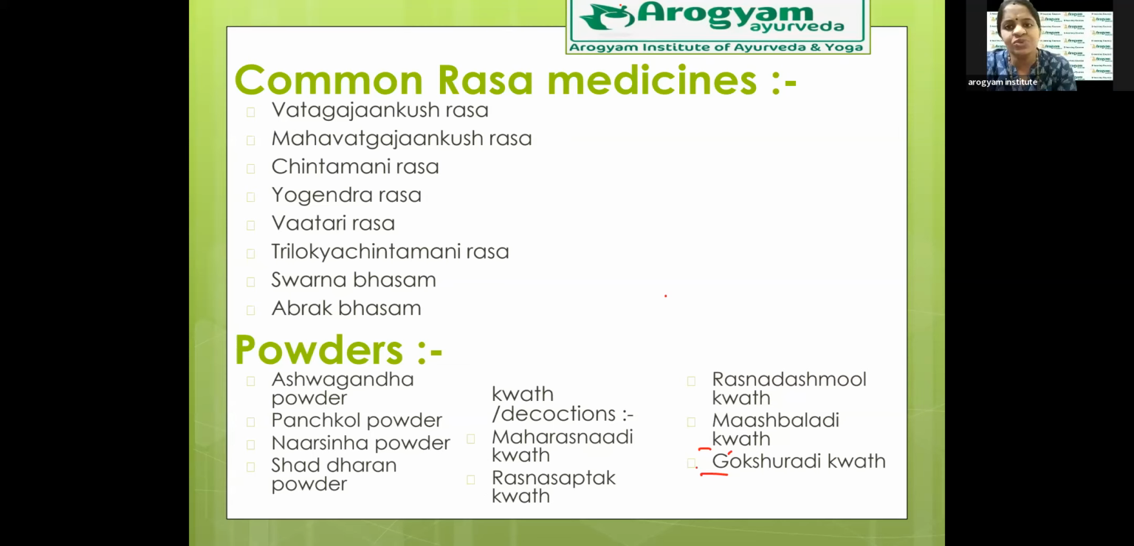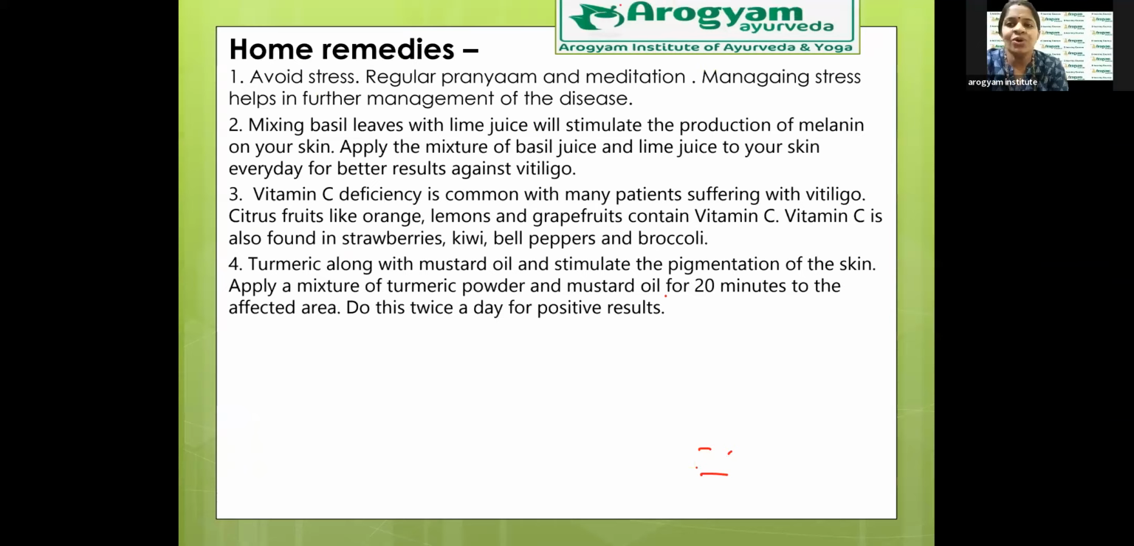Ashwagandha churna, Panchakola churna, Narasimha churna, Shaddharana churna, and kashayams like Maharasnadi Kashaya, Rasna Saptaka Kashaya, Rasna Dashmul Kashaya, Mashtabaladi Kwata, Gokshuradi Kwata. So all these can be adopted so that we stay away. See, what happens is when we allow this Vata to aggravate too much, it leads to so many problems. So we take precautions beforehand so that Vata dosha does not increase too much in the body. By following all these which we told at the end, we can prevent so many Vata related issues, right?